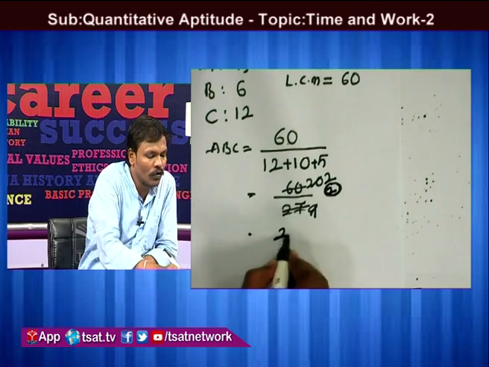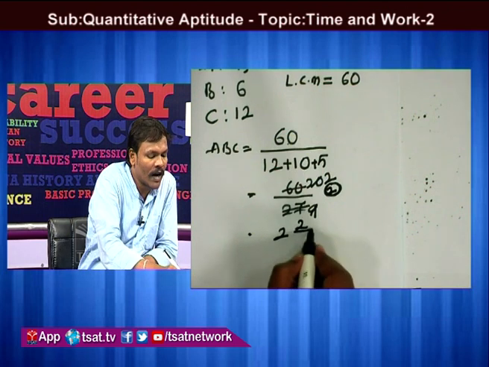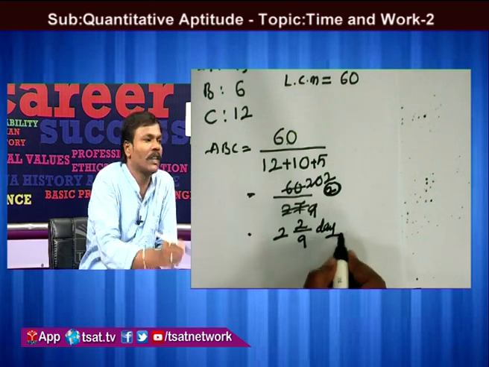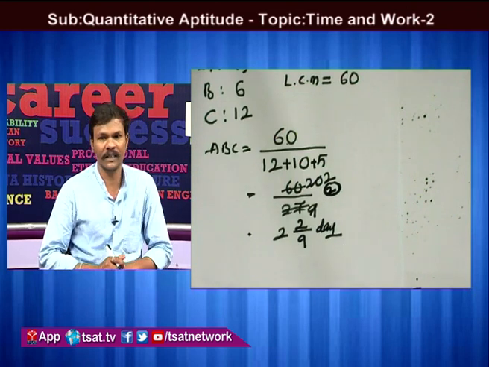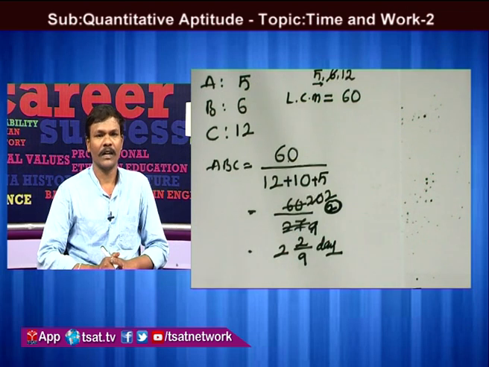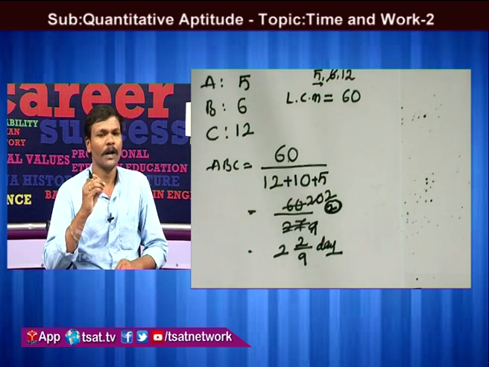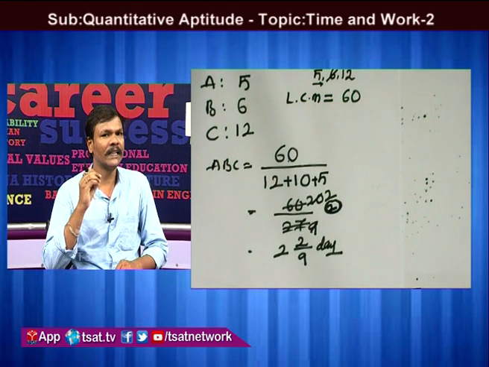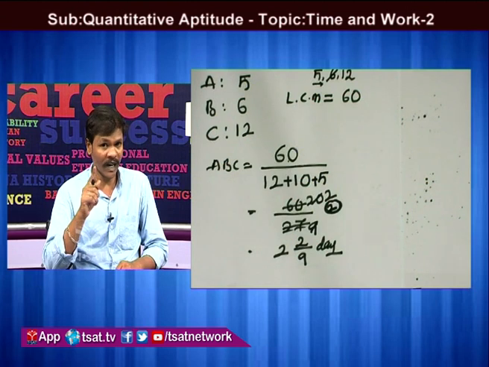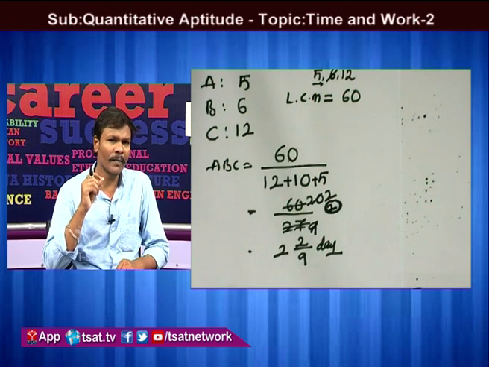So the remainder is 2 and the 9. They all together work 2 and 2 by 9 days. When we have A, B, C, the 3 persons working, we apply the LCM of the 3 values. If only A, B are working, we apply the multiplication only. In A, B, C, we apply the LCM of the 3 values.